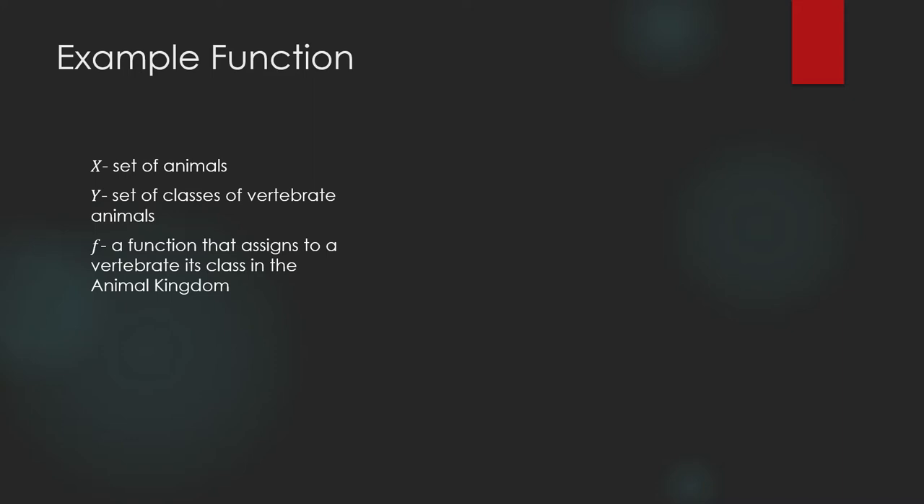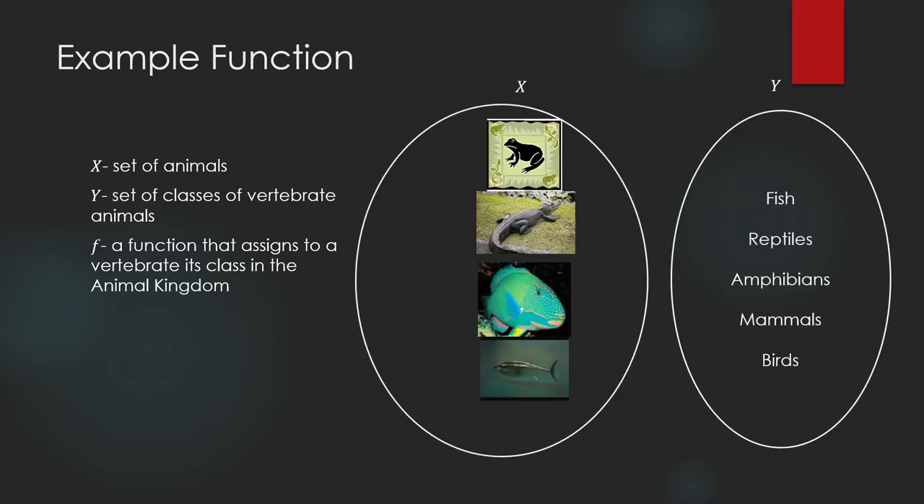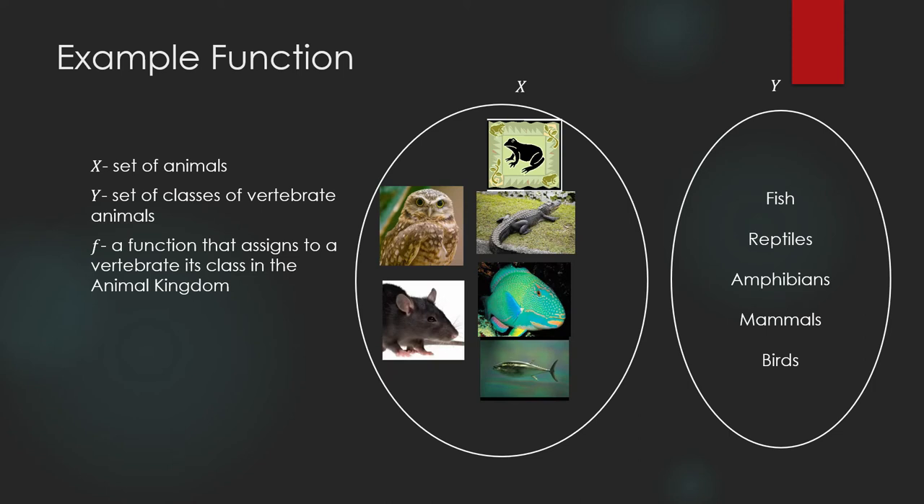So for example, let x be the set of animals. So x is a set of animals, and we will pair a few selection of vertebrate animals to its class in the animal kingdom. Those classes are listed in set y. Okay, so how about the frog? What is the class of the frog in the animal kingdom? A frog is a vertebrate animal. So what is its class? It belongs to the class of amphibians.